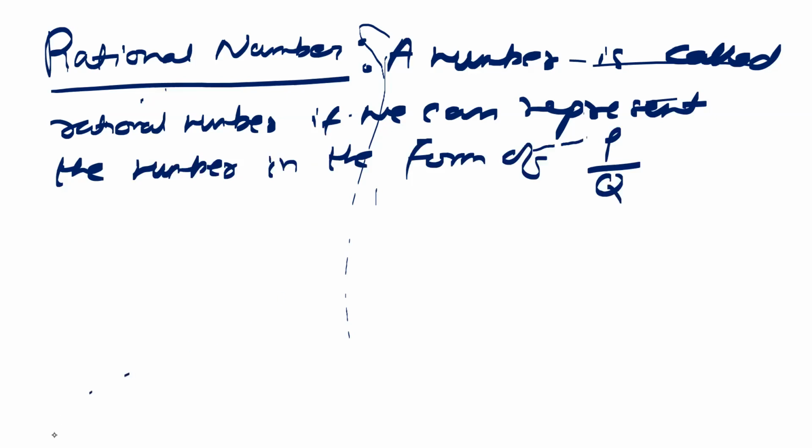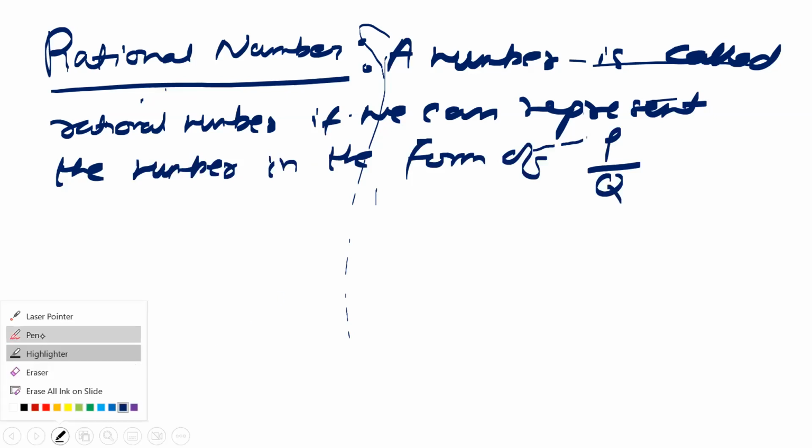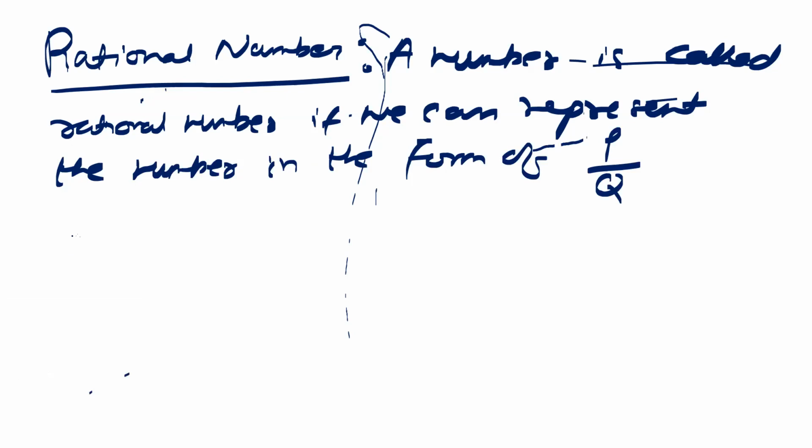You see, what it means to say, let's say I have a number 2 upon 5. Here this number is in the form of P upon Q, where P and Q can be integers. They can be any integer.